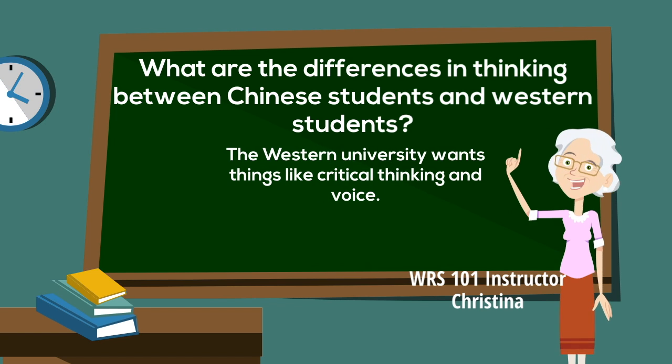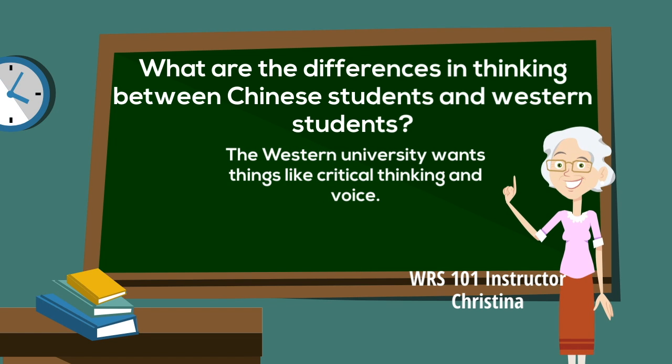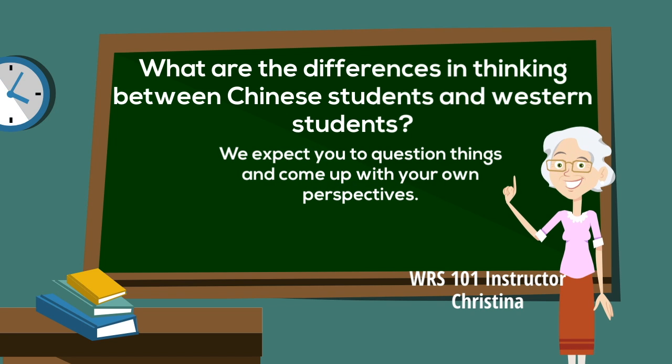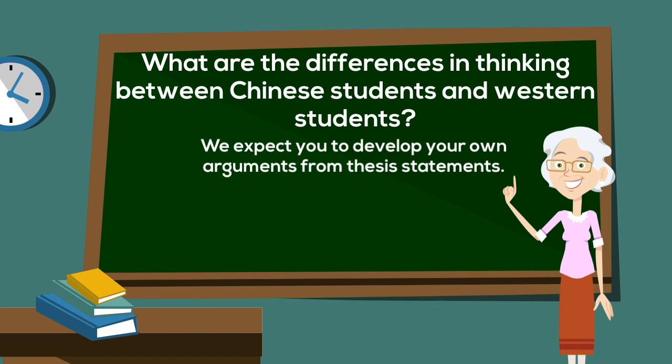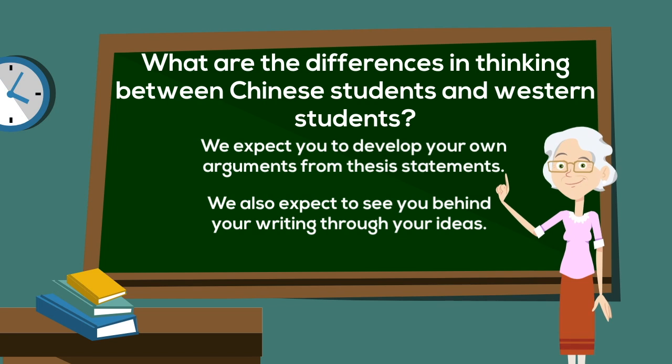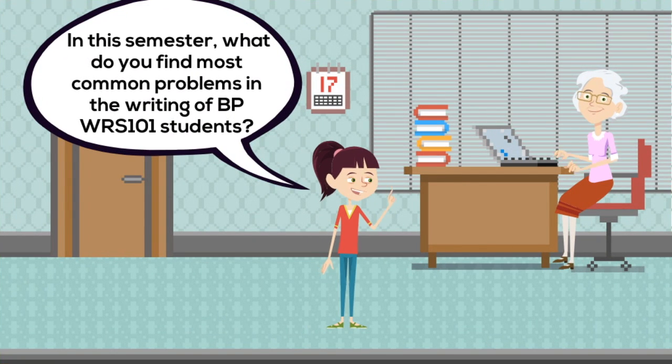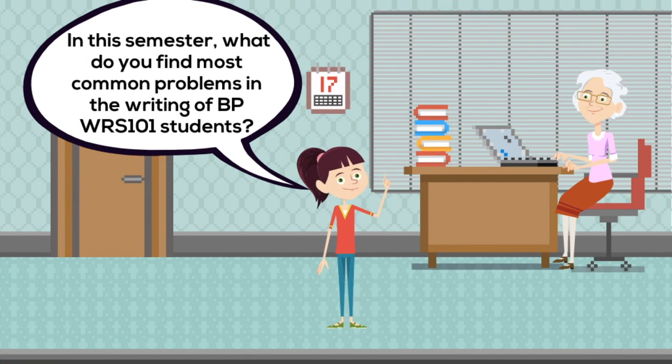The Western University wants things like critical thinking and voice. We expect you to question things and come up with your own perspectives, to question the experts. We expect you to develop your own arguments from thesis statements. We also expect to see you as an individual in your writing through your ideas, the way you say things, and your writing style. I have one more question. In this semester, what do you find most common problems in the writing of WRS101 students?